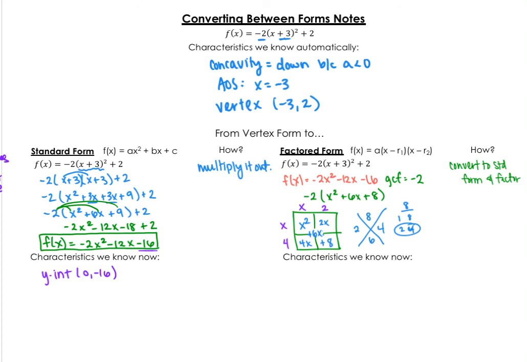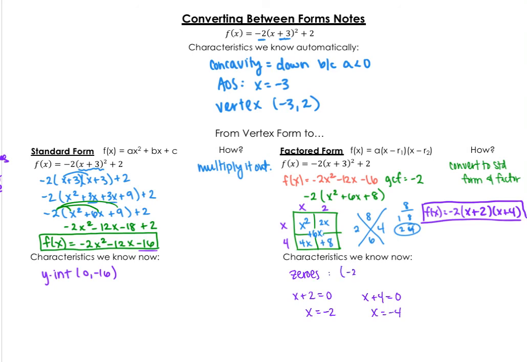So now I've factored it to write it in factored form. Don't forget about your GCF out in front. So that's negative 2, and then we have x plus 2 and x plus 4. So here it is in factored form. And now additional characteristics that we know are our zeros. And to get our zeros, we use the zero product property. So we set the factors equal to 0. So x plus 2 equals 0, and x plus 4 equals 0. So we have x equals negative 2 and x equals negative 4. So my zeros written as coordinates are going to be negative 2, 0, and negative 4, 0.